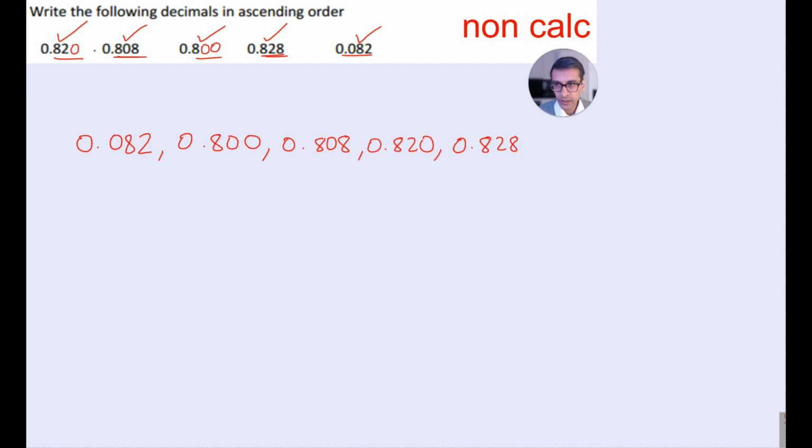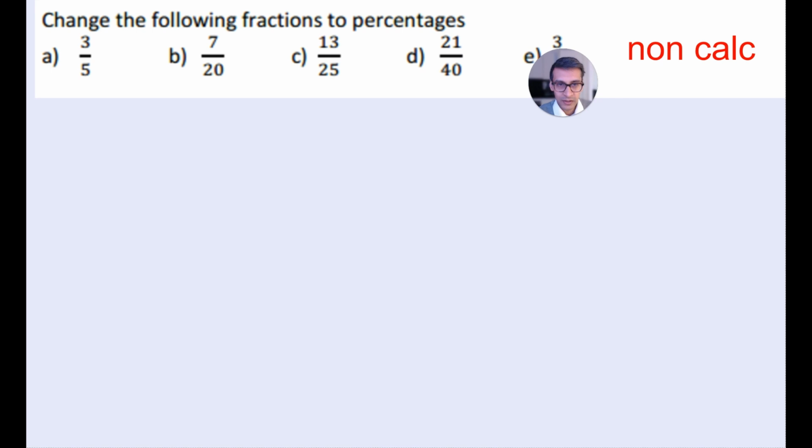And then again you have to write this out in the original format that was given to us, so 0.082, and then we've got 0.8, 0.808, 0.82, that 0 wasn't there originally, and then 0.828. And that is going to be our answer here.